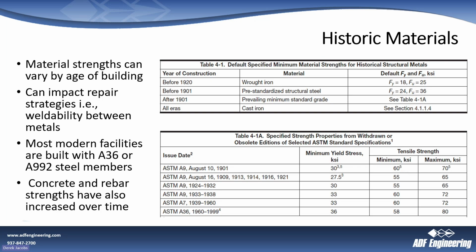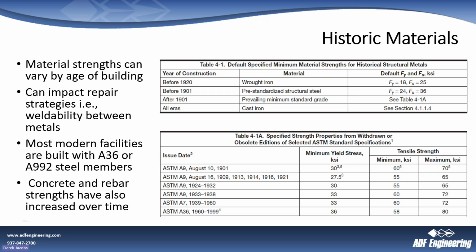Kind of going into a little bit about that right now. Materials, and the reason is that material strengths can vary by the age of the building. The strength of what we're looking at can impact our strategies, and also even potentially what the weldability is between different types of metals. For the most part, any of the facilities that you guys are working at or that we're visiting are pretty modern and are built with either A36 or A992 steel members, but occasionally we'll get to a site where it's much more like an earlier historical building.